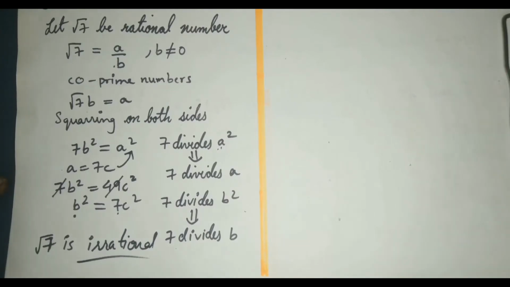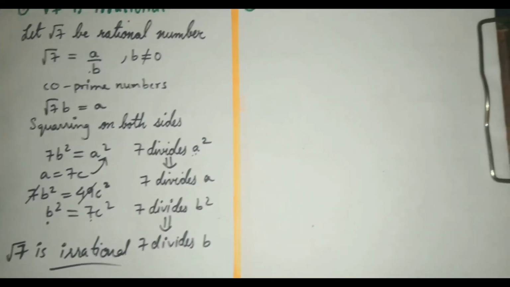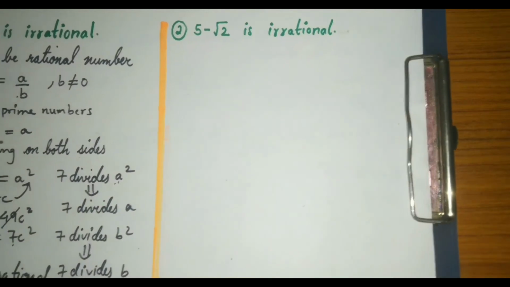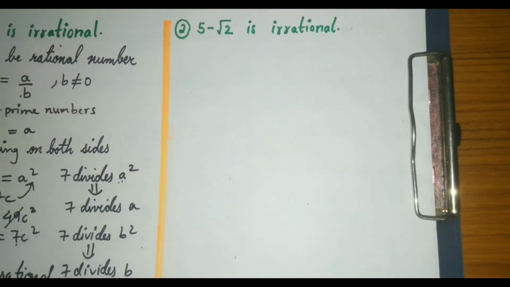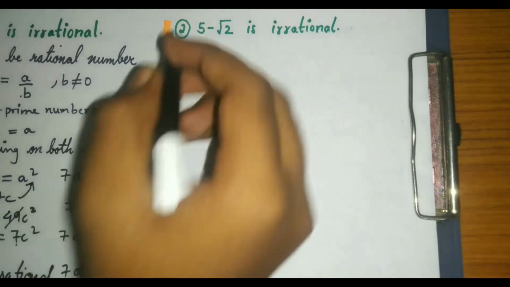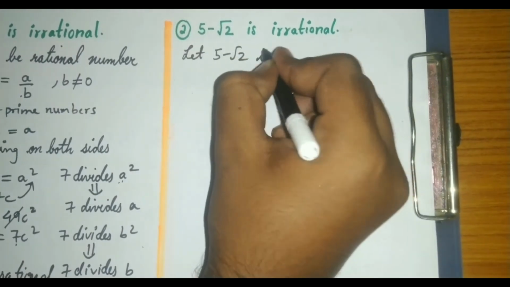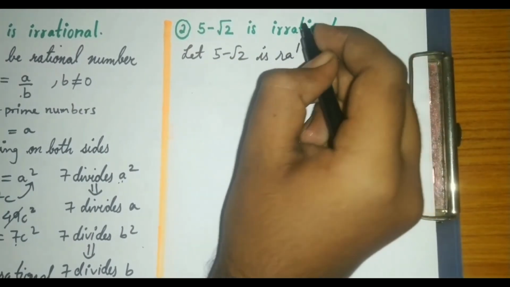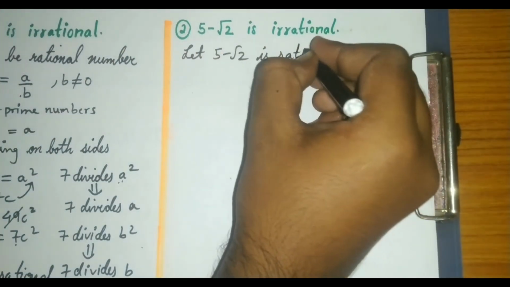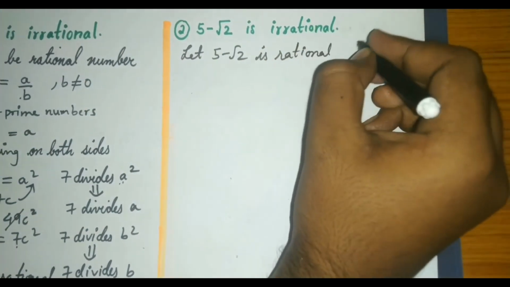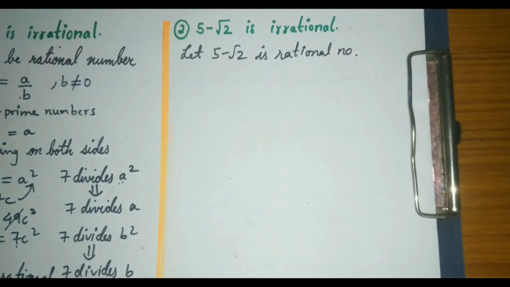So this is how we have to prove. Fine. Going to the next question, that is, 5 minus root 2 is irrational. You have to follow the same procedure. Let us assume that 5 minus root 2 is a rational number. So we are assuming, basically, that 5 minus root 2 is a rational number.